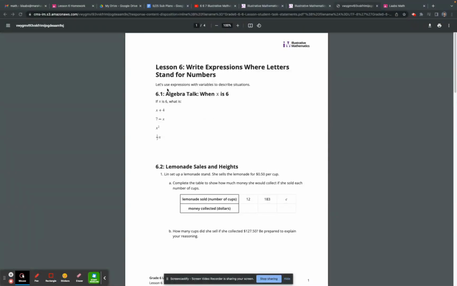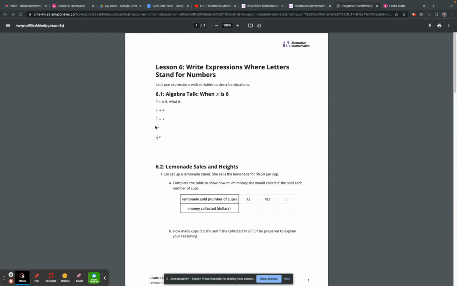So for the warm up, you just had to replace x with 6. The first one would have been 6 plus 4, and that equals 10. This would be 7 minus x, so if we replace x with 6, 7 minus 6 would be 1.